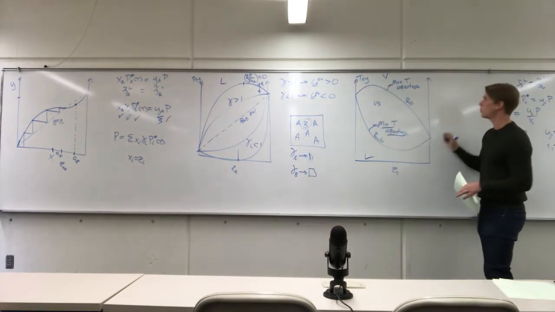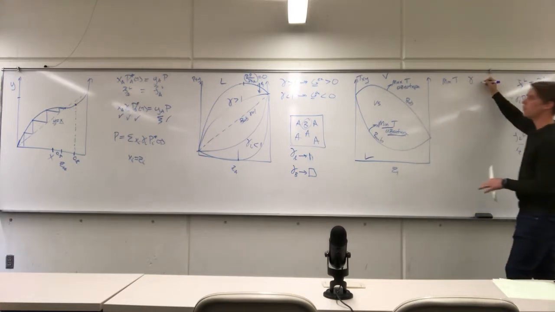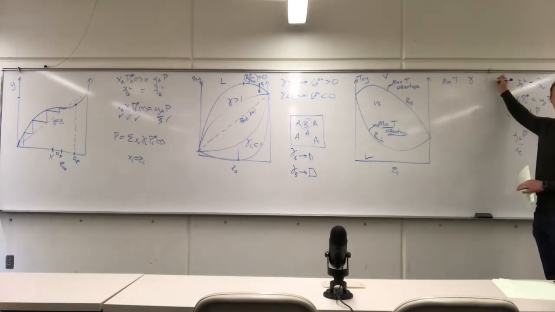So in the minimum temperature azeotrope, is my activity coefficient greater than 1 or less than 1 for each species, on average? It's going to be greater than 1.